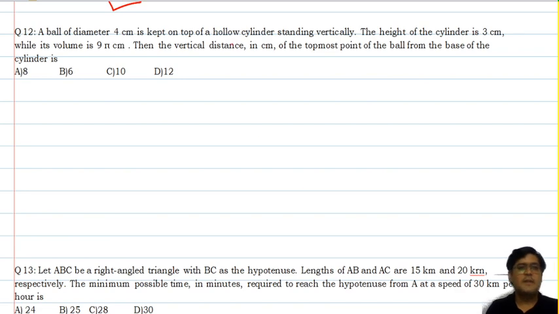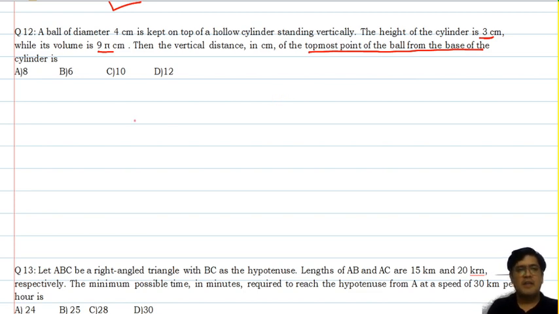Now what does this question say? A ball of diameter 4 centimeters is kept on top of a hollow cylinder standing vertically. Height of the cylinder is 3 centimeters, while its volume is 9 pi cubic centimeters. Then the vertical distance in centimeters of the topmost point of the ball from the base of the cylinder is?